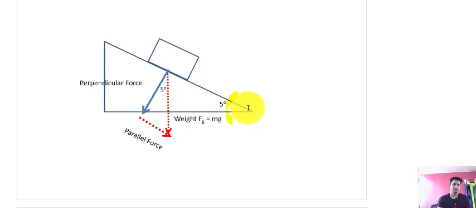So the weight will be mg. This is the weight. Now this angle will be 5 degrees. You can easily calculate: this is 5, this is 90, so this will be 90 minus 5, that is 85 degrees, and the remaining will be 5 degrees. Now simply resolve the components. The force parallel to the surface will be W sin theta, with theta as 5 degrees, so this component will be W sin 5 degrees.